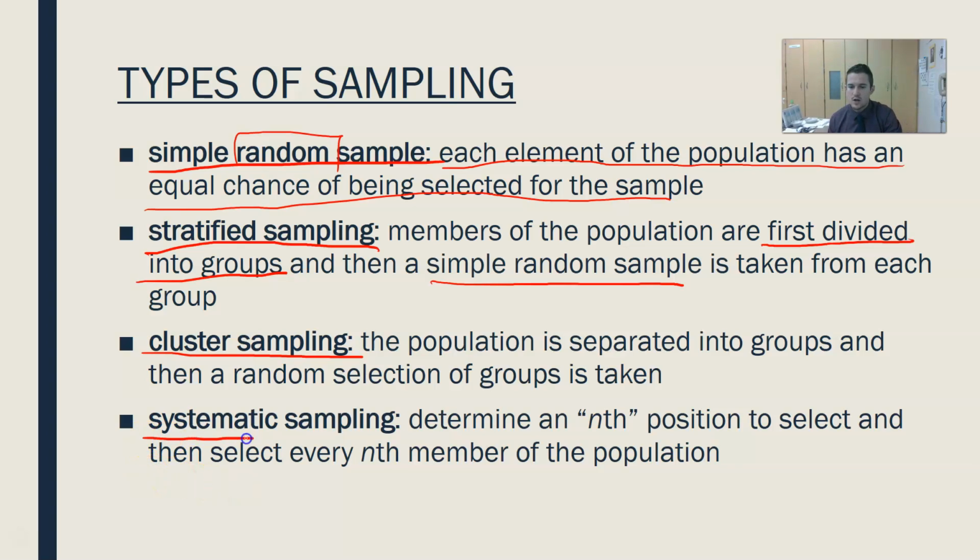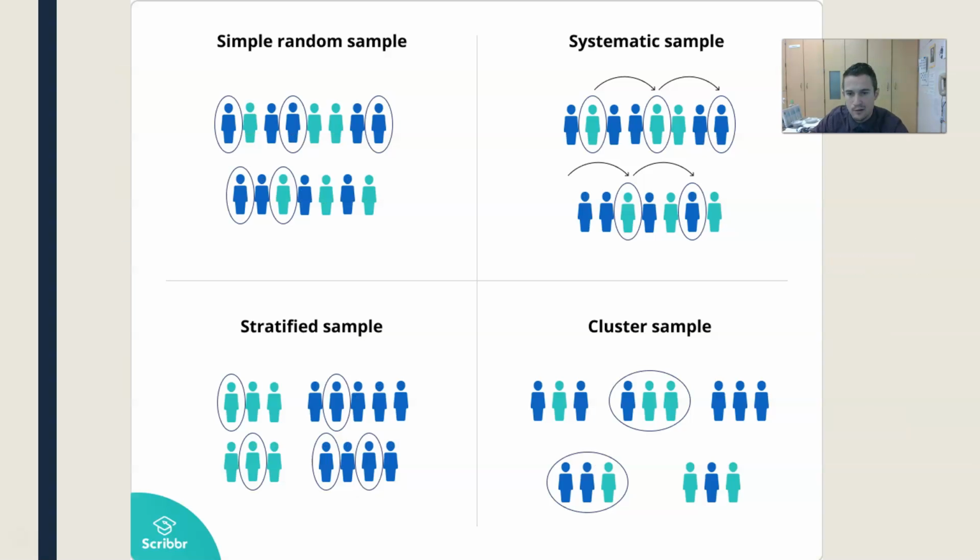The last one we're going to talk about is systematic sampling. And that's when you determine an nth position to select, and then select every nth member of the population. So say I line everyone up in my population, order them from 1 to 1,000, if there's 1,000 people, and I'm going to select every 5th person. So I'm going to select the 5th person, the 10th person, the 15th person, the 20th person, the 25th person. Every 5th person I'm going to select to be in my sample. So that's systematic sampling. I follow a certain system. Every 5th person, or every 10th person, or every 15th person, whatever it may be, that's systematic sampling.